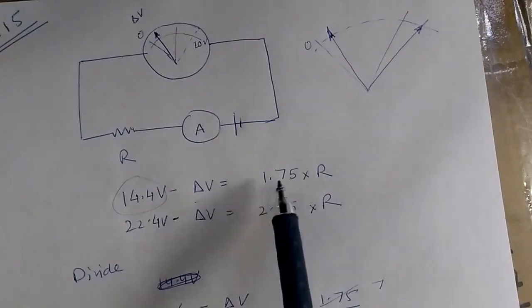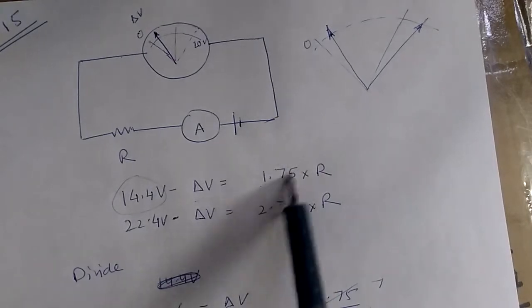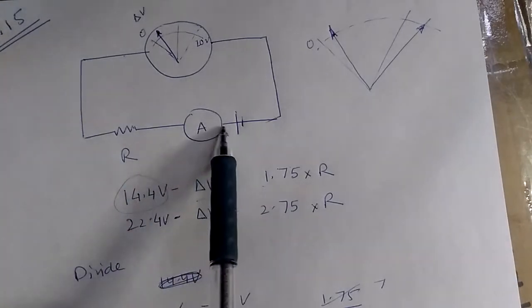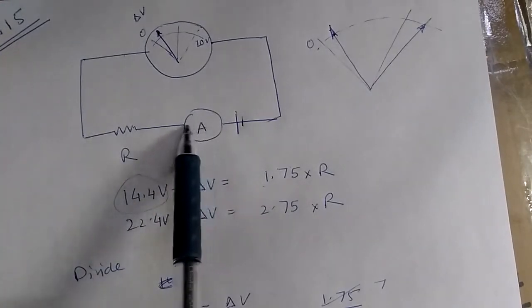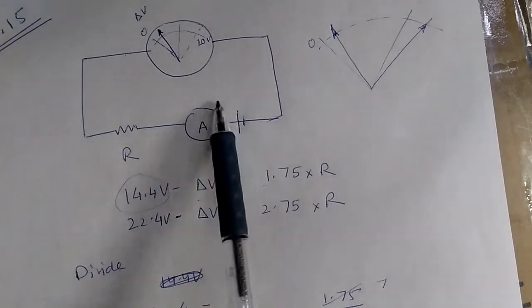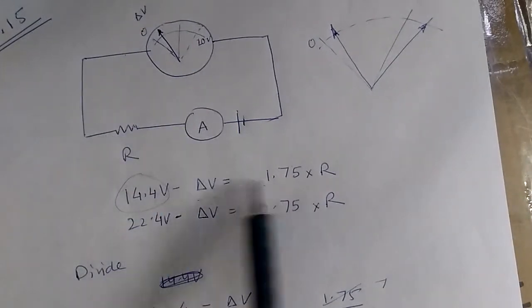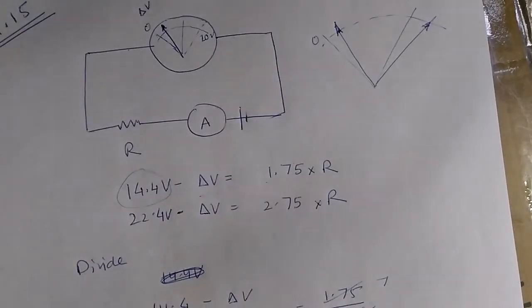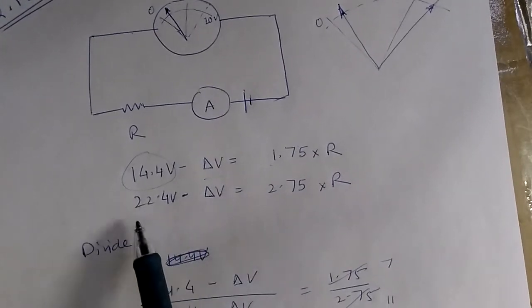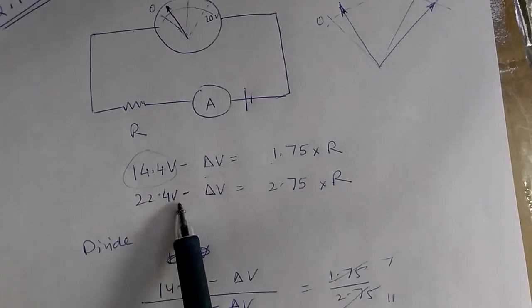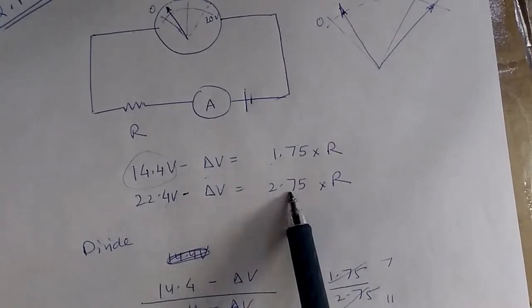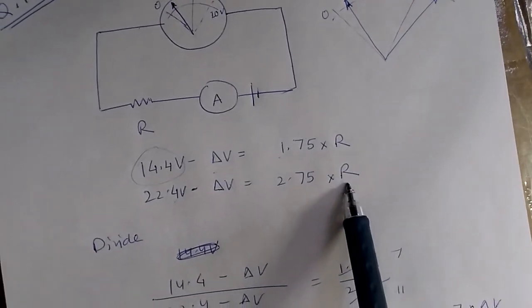And that is equal to, we are given that the ammeter reads 1.75 ampere. So if R is the resistance of this circuit, let us say in this R we have included the ammeter's resistance as well, which stays fixed. So according to Ohm's law, that will be equal to 1.75 times R. Now in the second case we read 22.4 volt, so the actual reading will be less than that because of the zero error. 22.4 minus delta V is equal to 2.75 times R.